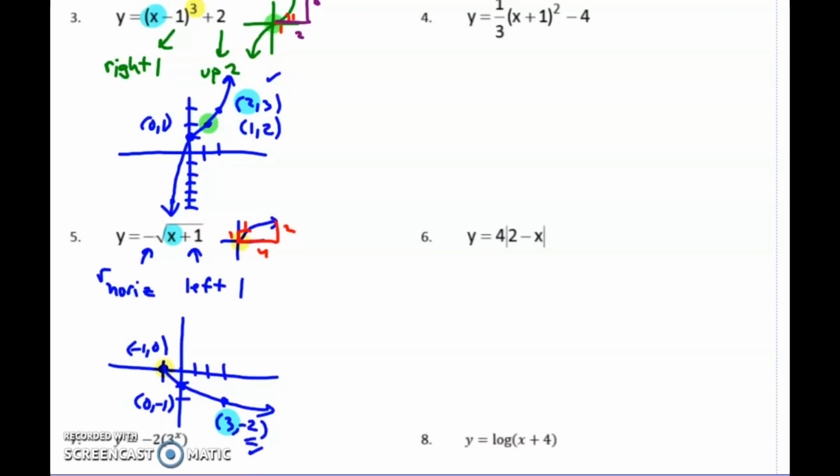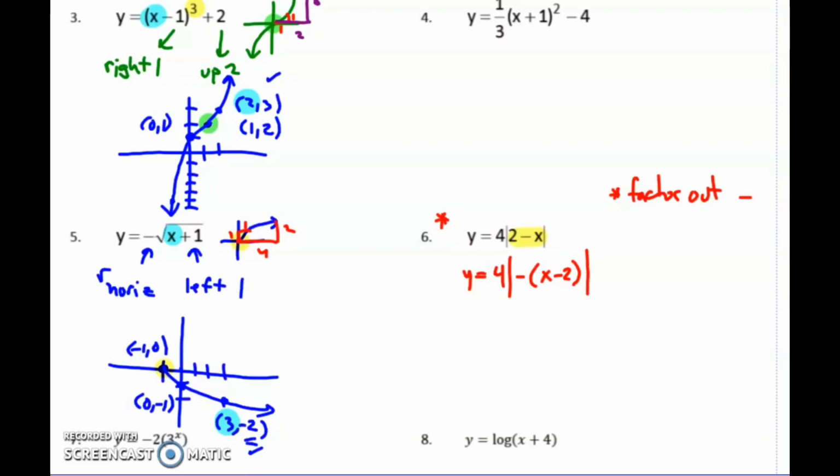Okay, 6 is a little bit silly. You'll see why here in a second. But one thing that's very important, when you notice you've got something minus x, you must factor out a negative first. So I'm going to put a little asterisk by this one and say factor out the negative. All right, so I'm going to rewrite this so it looks like this. Y equals 4, absolute value, negative, parentheses, x minus 2, close your parentheses, close your absolute value.